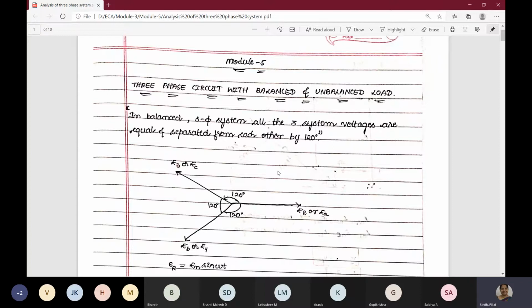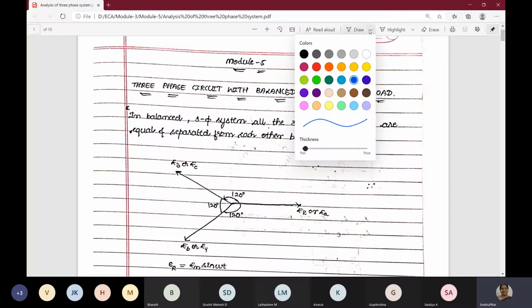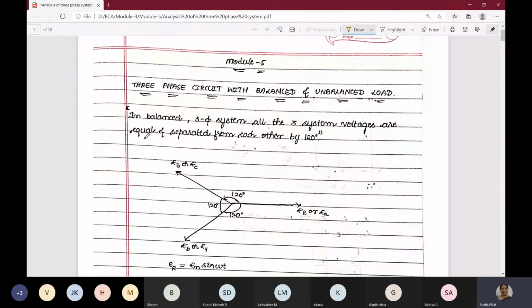So first we'll see the definition of balanced load. In a balanced three-phase system, all the three system voltages are, that is important, all the three system voltages are equal and separated from each other by 120 degree. That is called as balanced three-phase system.